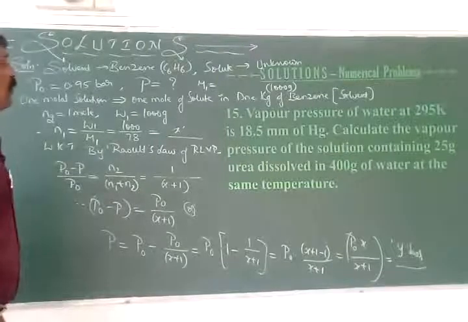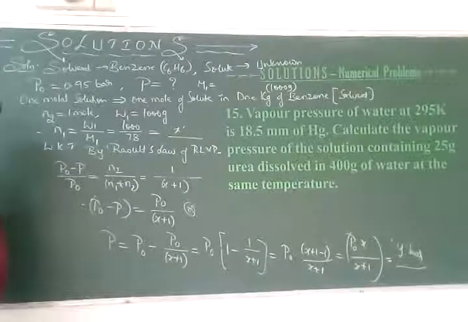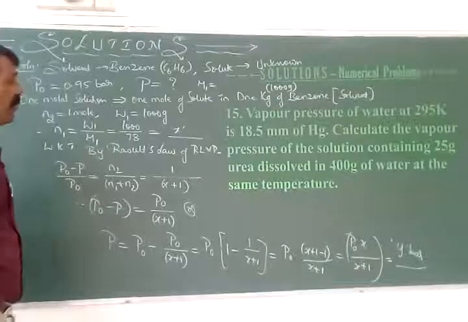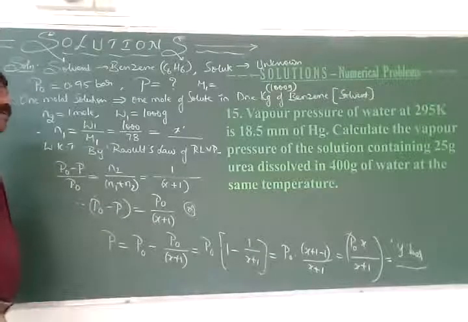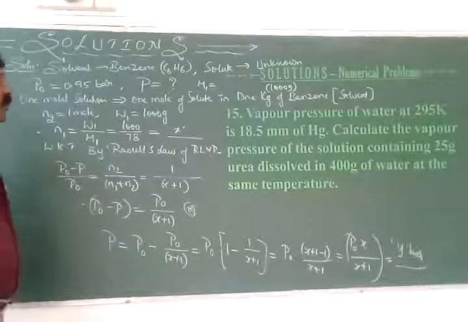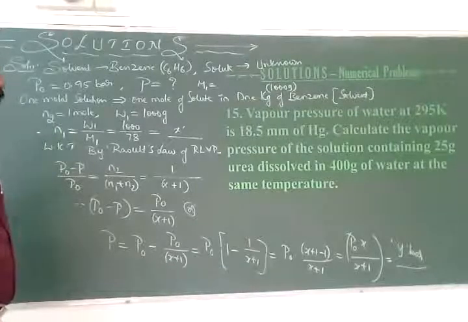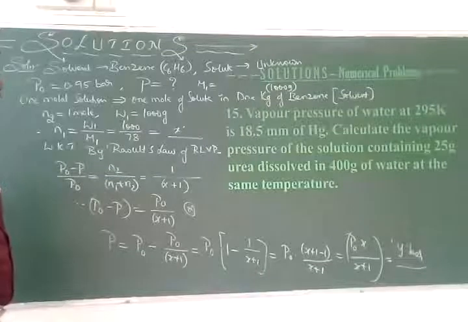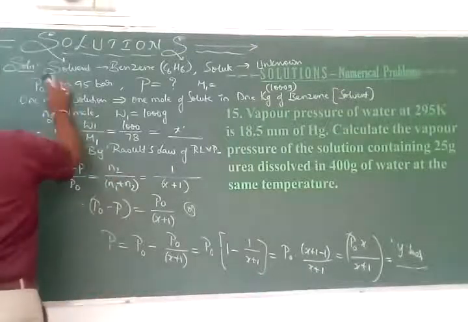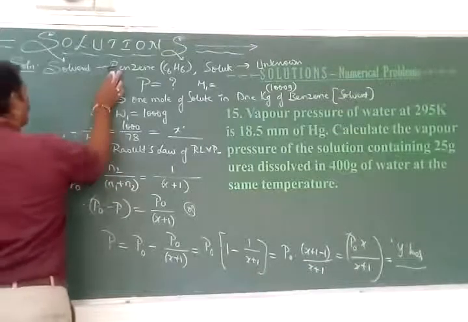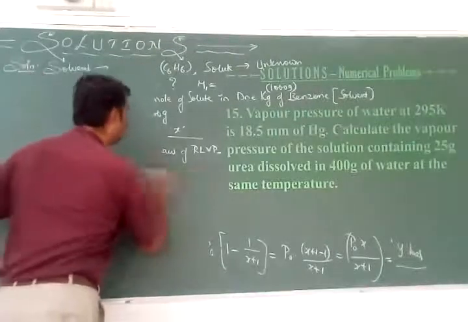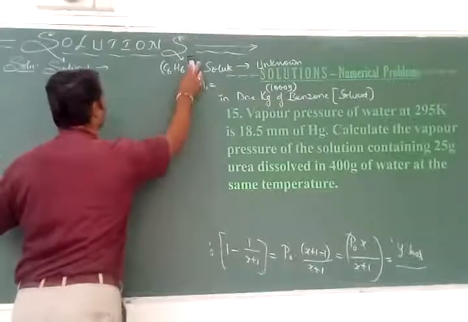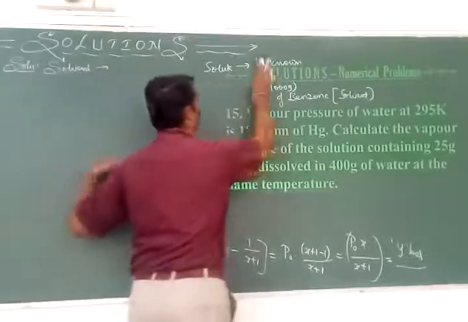The vapor pressure of pure water at 295 Kelvin is found to be 18.5 mm of mercury. Calculate the vapor pressure of the solution containing 25 grams of urea dissolved in 400 grams of water at the same temperature. Here, which is the same concept, P naught is given, and we have to calculate the value of P. The vapor pressure of the solvent is given; the vapor pressure of the solution we have to find out.